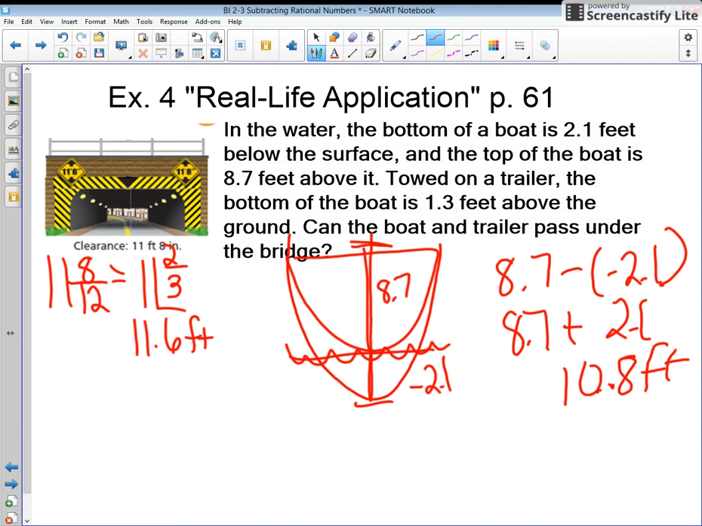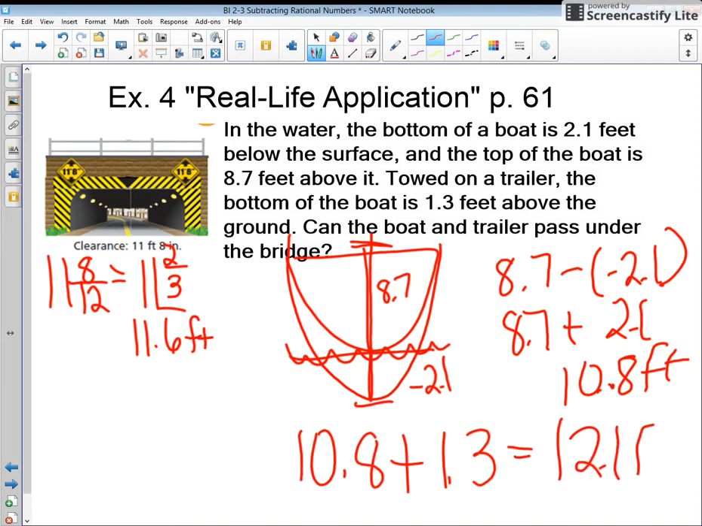Now, when you tow the boat on a trailer, the bottom of the boat is raised 1.3 feet above the ground. So I'm going to take the height of the boat and add 1.3. Line up your decimals, and you get 12.1 feet with the trailer. 12.1 feet is greater than 11.6. So if it's taller, the boat is going to be above the bridge, and it will not fit. It will not make the clearance, so the boat cannot pass under the bridge.